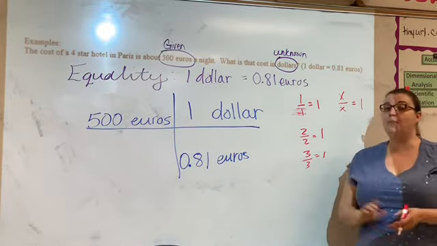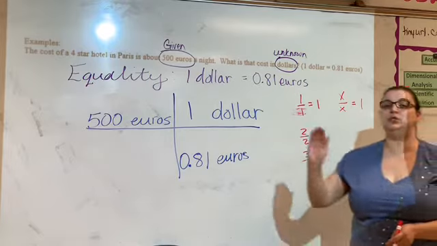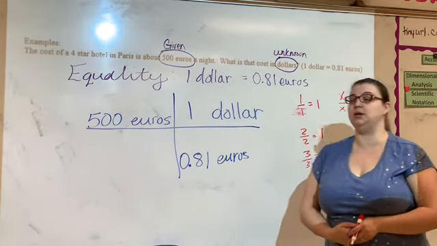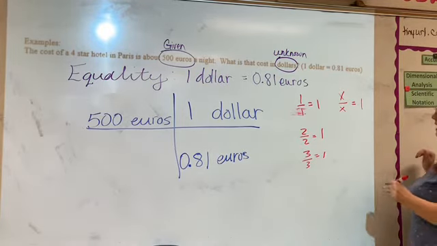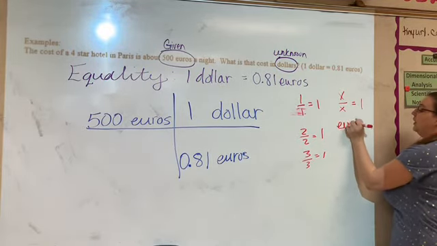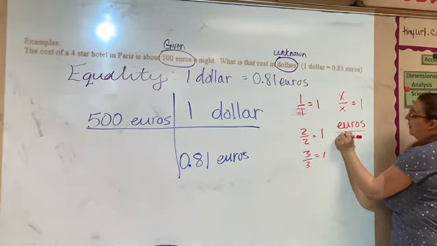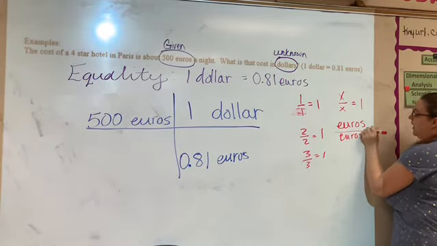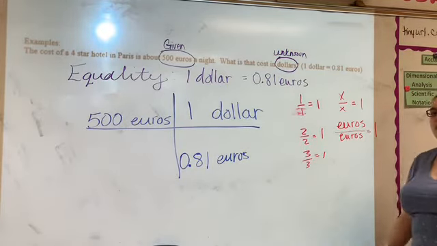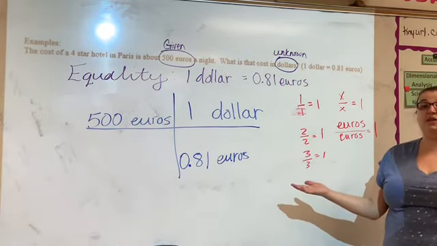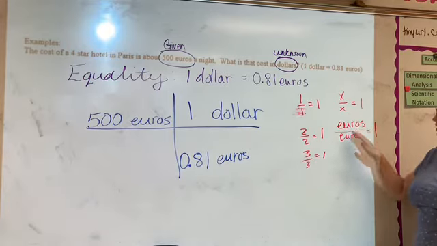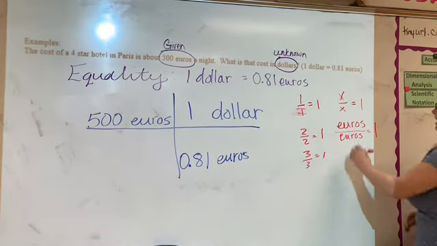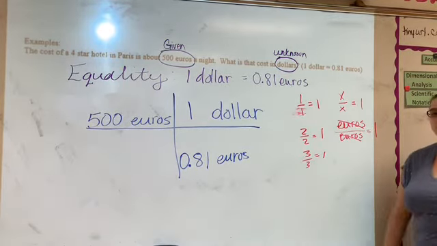Now remember, the whole point of dimensional analysis is to get rid of units we don't want and obtain the units we do want. So we're going to use this mathematical principle with our units. Euros divided by euros is equal to 1. And 1 is not going to change the value of anything. So when I have something that matches on the top and the bottom of a fraction, I can cancel it out because it's equal to 1.